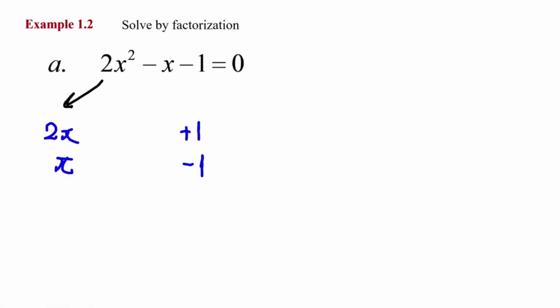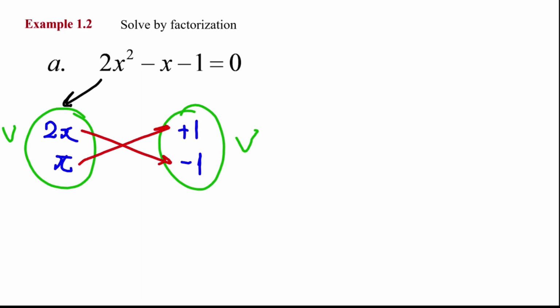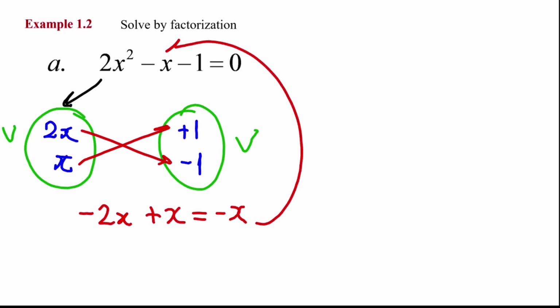Here, the first one is done. Step by step, don't burden yourself. The second one is done. The sum of the cross products has to give us the middle term. I am checking. 2x times -1 is -2x. x times +1 is x. If we add, we get -x, which is the middle term. So we are doing it right. However, we need to be careful. We need to write in this form.